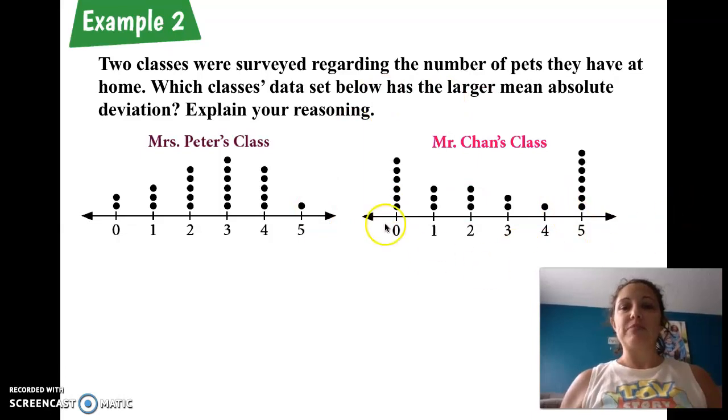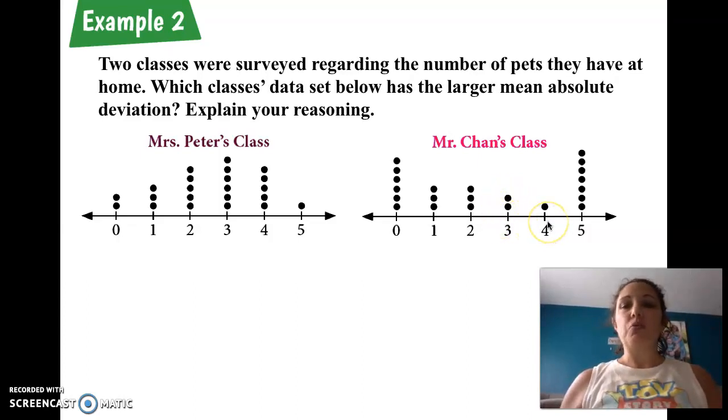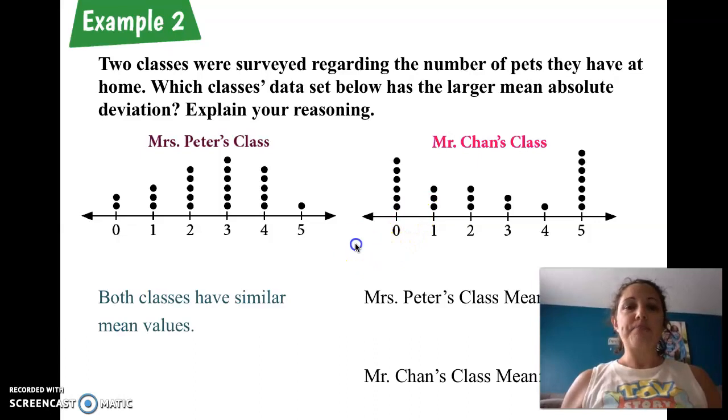And then we can do the same thing over here. Here we have a lot. 6 have no pets. 3 have 1 pet. 3 students have 2 pets. 2 students have 3 pets. 1 student has 4 pets. And look at all of this. 1, 2, 3, 4, 5, 6, 7 students have 5 pets.